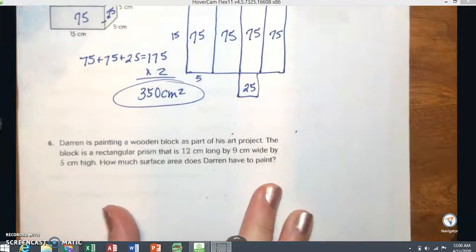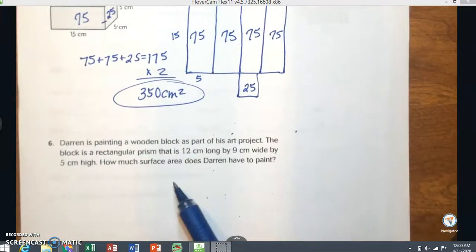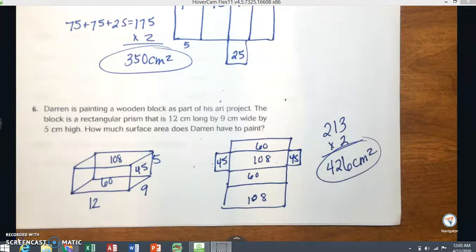Alright, number 6. Darren is painting a wooden block as part of his art project. The block is a rectangular prism that is 12 centimeters long by 9 centimeters wide by 5 centimeters high. How much surface area does he have? As time was running out in my recording, I went ahead and finished number 6 for you, so you can go ahead and look at number 6 and make sure you understand it.